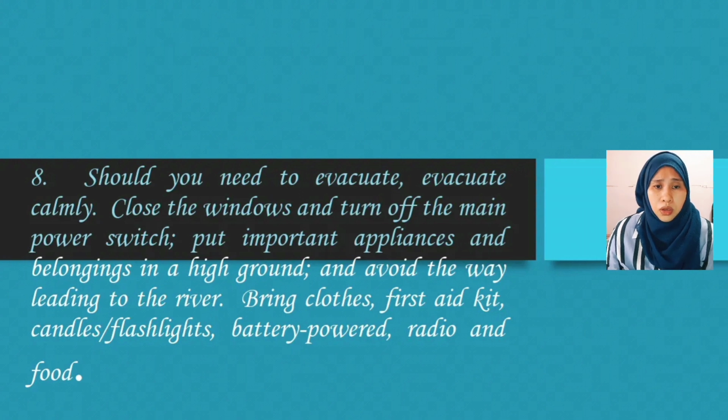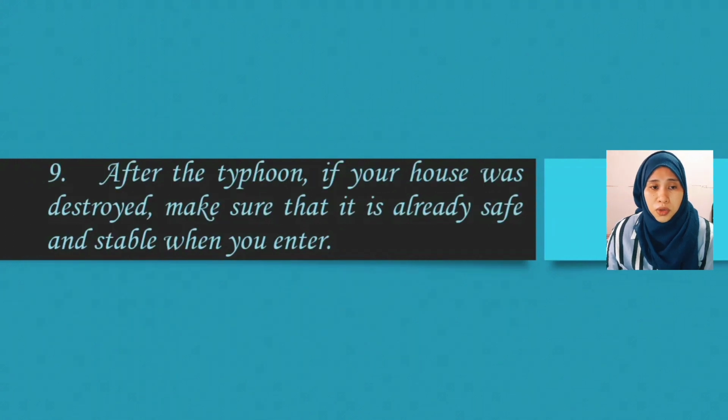So, evacuate when they warn you to or if you need to, and make sure to lock all the windows and doors, and keep all the appliances on higher ground or put them on the second floor of your house if you have one, and turn off the main switch, circuit, or breaker of your electricity before leaving your house to evacuate to a safer place. Number 9, after the typhoon, if your house was destroyed, make sure that it is already safe and stable when you enter.